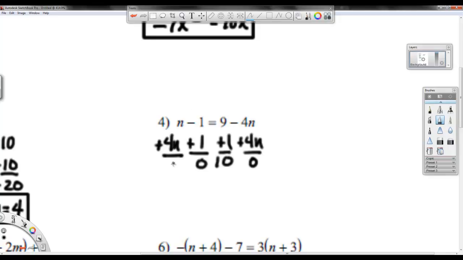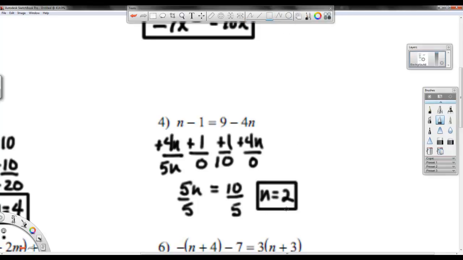So 4n plus n is 5n. So now 5n is equal to 10. Divide each side by 5. I get n equals 2. So there we have that one.